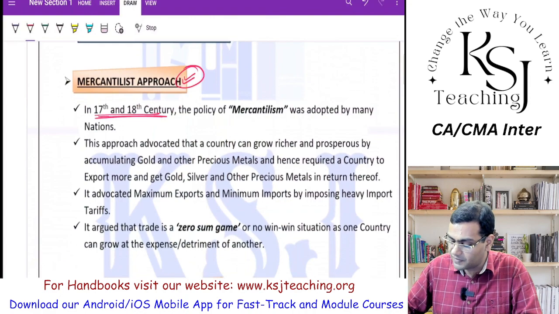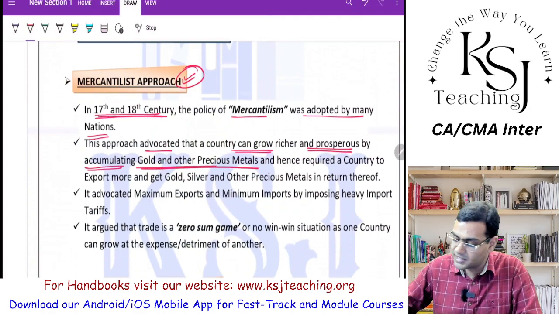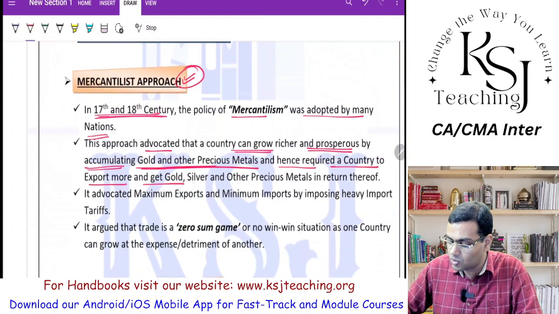The policy of mercantilism was adopted by many nations, right? This approach advocated that a country can grow richer and more prosperous by accumulating gold and other precious metals, and hence required a country to export more and get gold, silver and other precious metals in return.